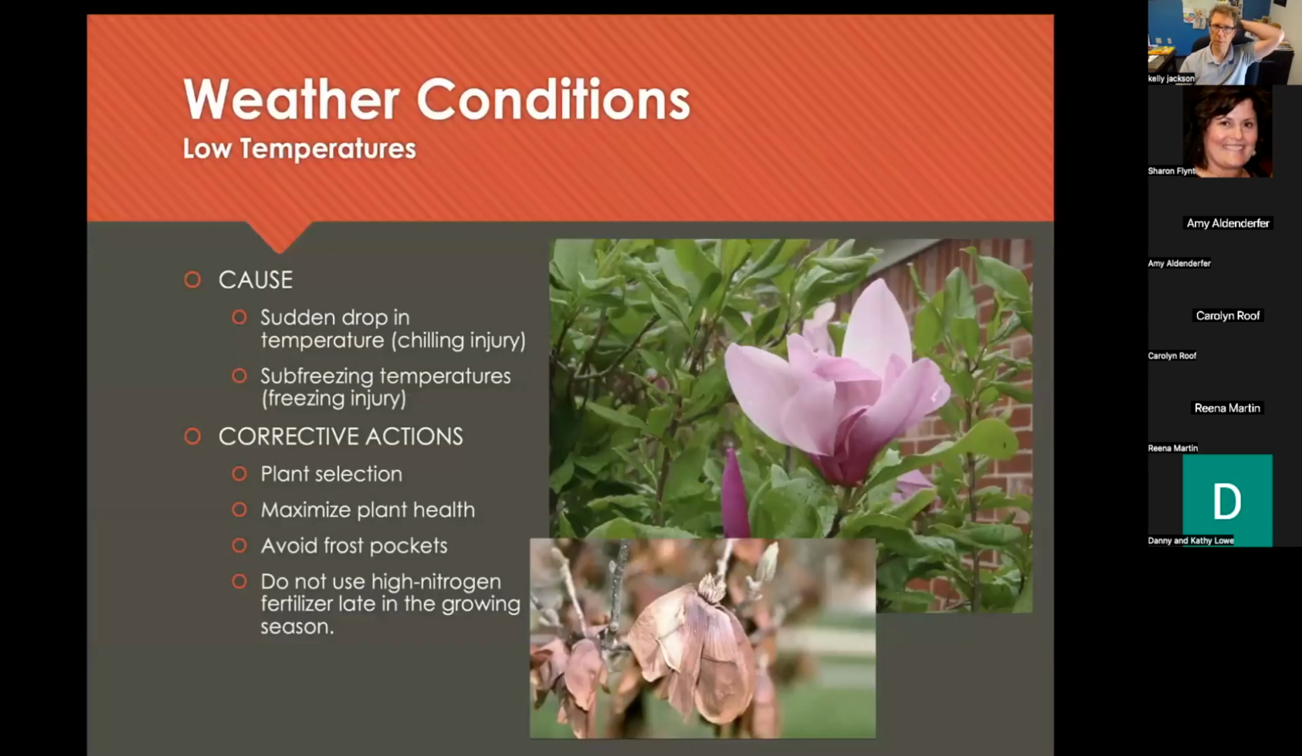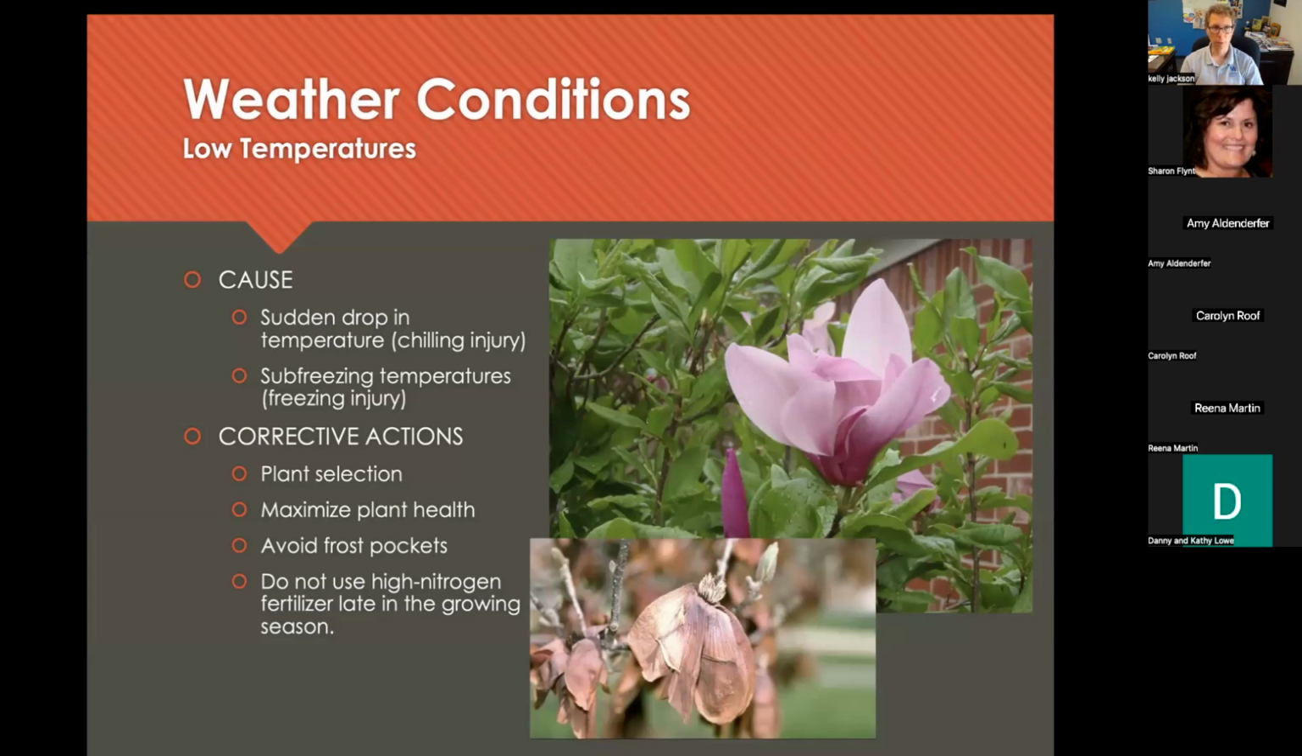Okay, this next group is all about weather conditions. There's a lot that can go on related to weather, and all of these are out of our control, but there's some things we can do to make sure our plants recover well or maybe don't have to undergo quite as many of these problems.